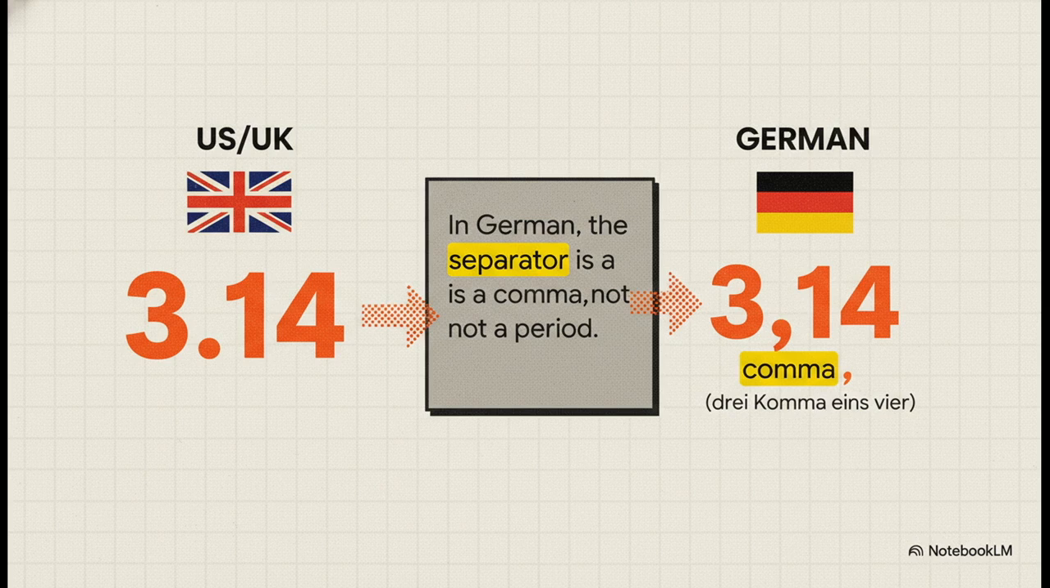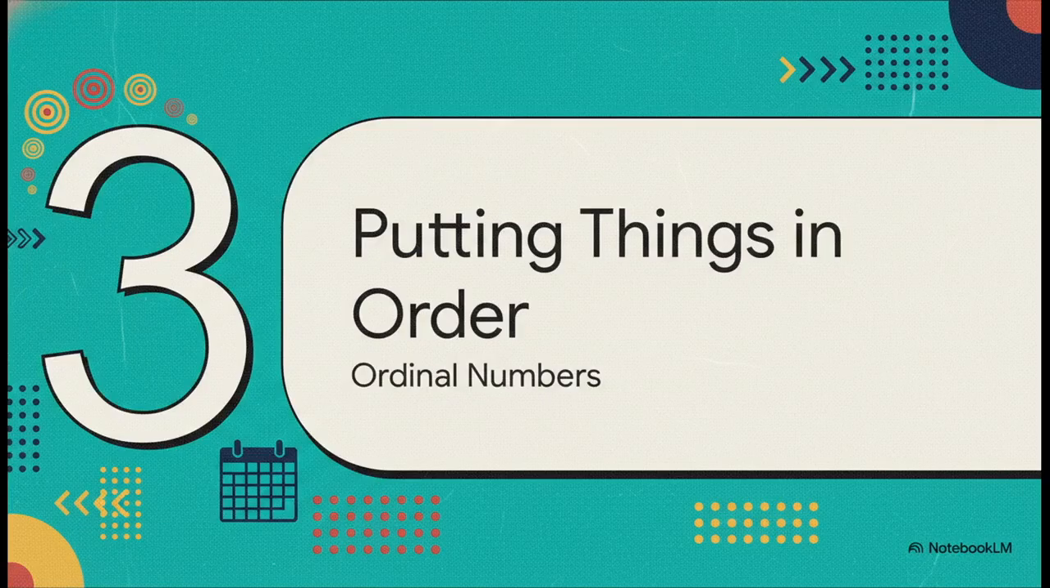It's a small detail, but it's absolutely vital. Okay, now let's talk about putting these numbers in some kind of order. We're talking about ordinal numbers: first, second, third, and so on. And why is this so important? Well, you really can't talk about dates without them.